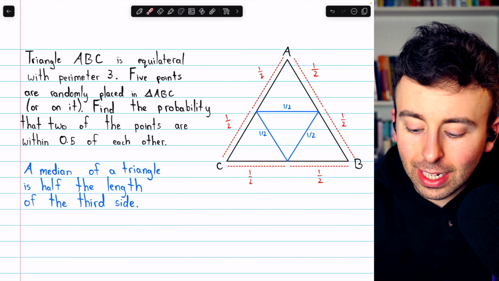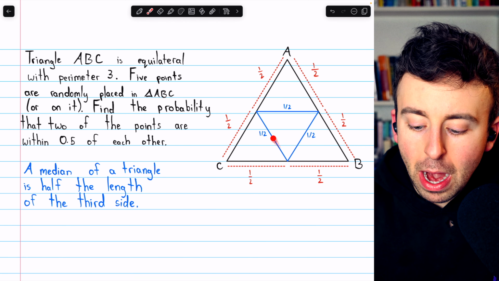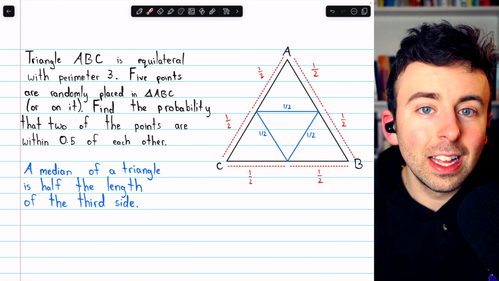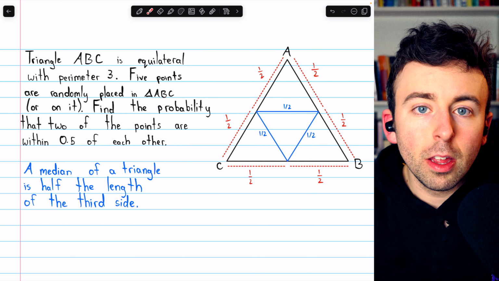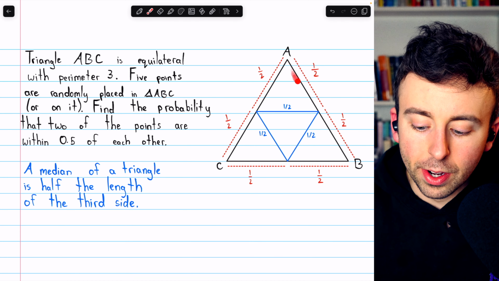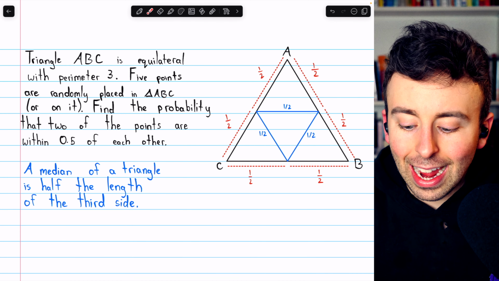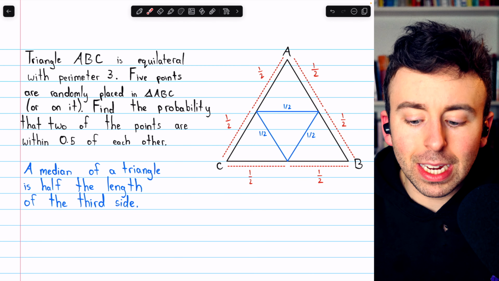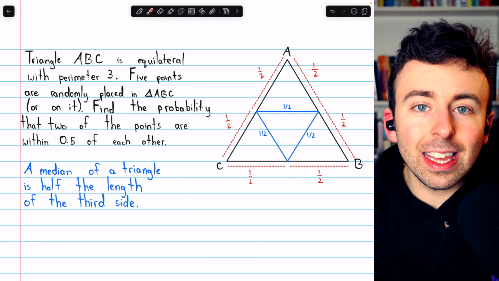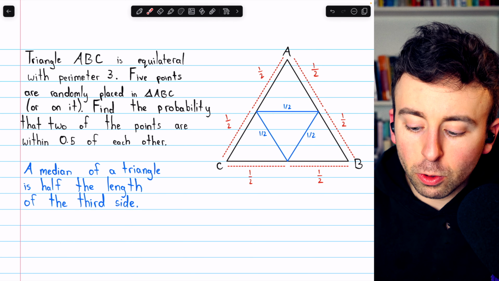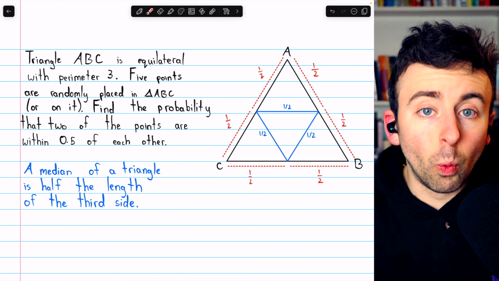This median here that connects this side to this side, it is parallel to and half the length of the third side of the triangle. Thus, each median being half the length of a side which has length 1, each median has length 1/2. So in fact, what we've done by drawing these medians is split the equilateral triangle into all these smaller equilateral triangles with side length 1/2.